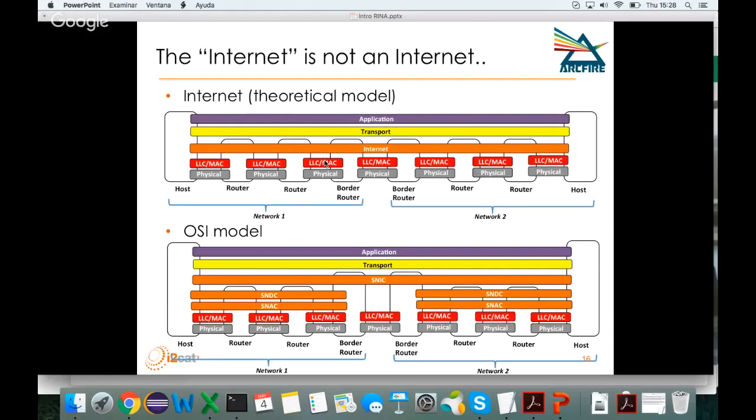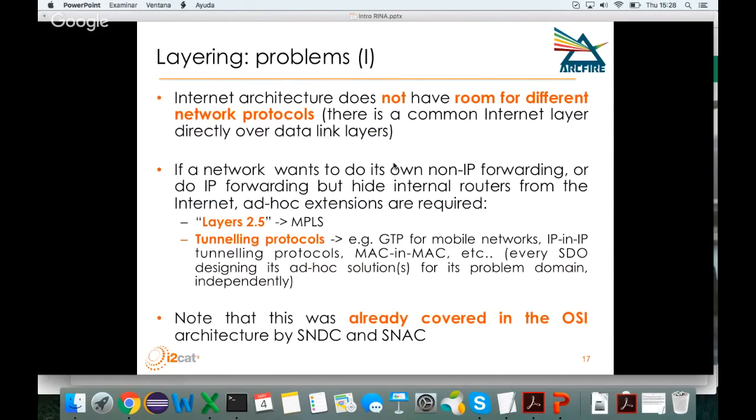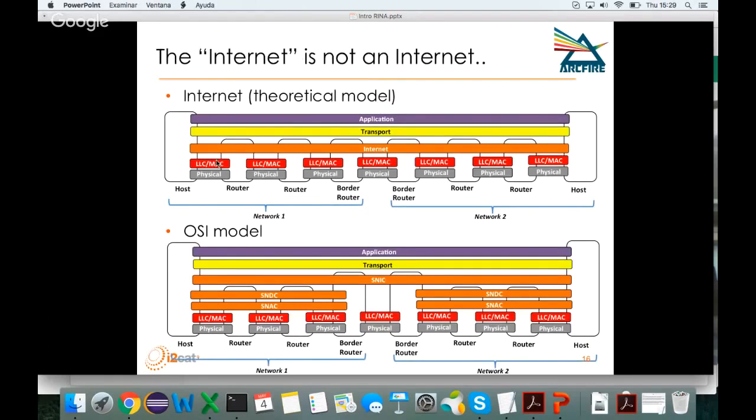This causes problems, as we will see now. And on top of that, we have transport and application. Here we have the OSI model, but let me go to the next slide first. So what is the problem here? If the network wants to do its own non-IP forwarding, independent from other networks and from the internet, or hide internal routers from the internet so that they are not exposed to internet routing changes or security threats, then you have to do some ad hoc extensions, and you end up with things like MPLS, which you have to insert between the internet and the lower layers to do forwarding based just on your network policies and independent of IP.